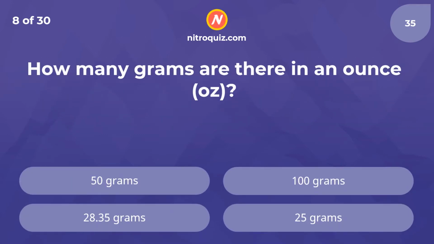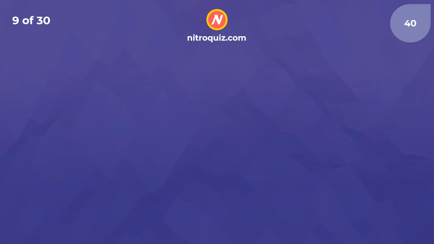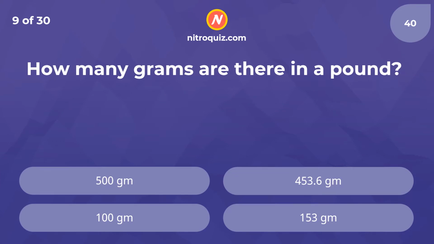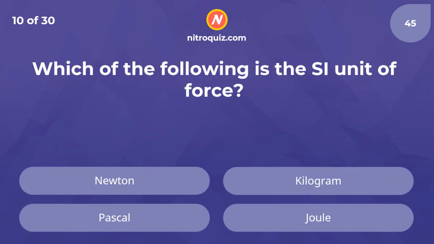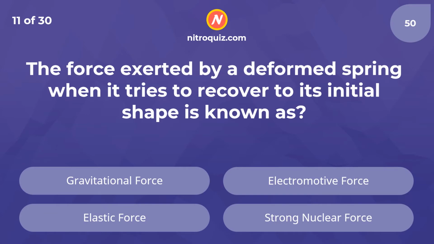How many grams are there in an ounce? Answer is 28.35 grams. How many grams are there in a pound? Answer is 453.6 grams. Which of the following is the SI unit of force? Answer is Newton. The force exerted by a deformed spring when it tries to recover to its initial shape is known as... answer is elastic force.